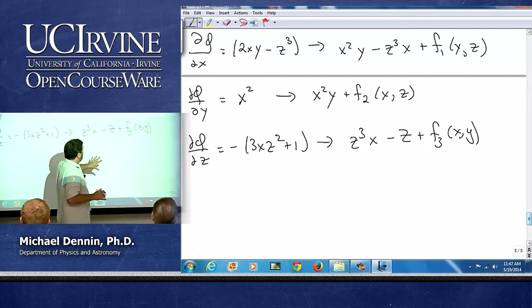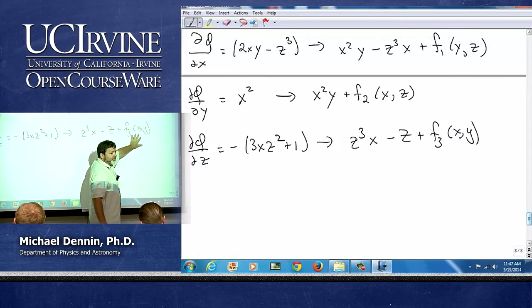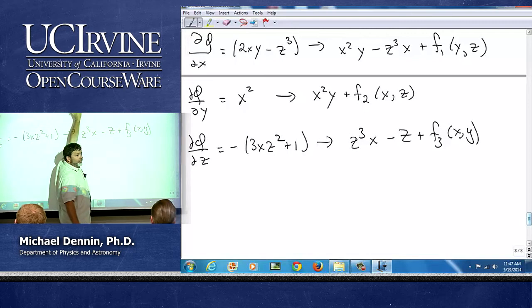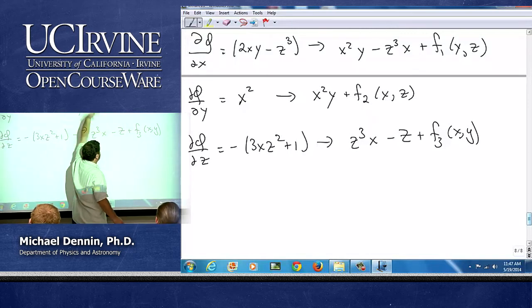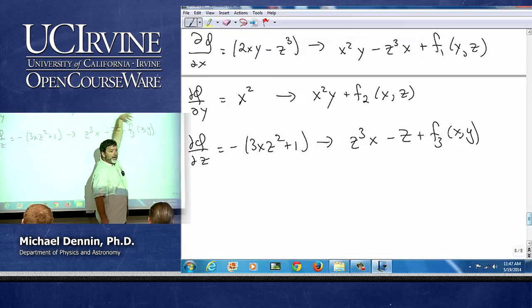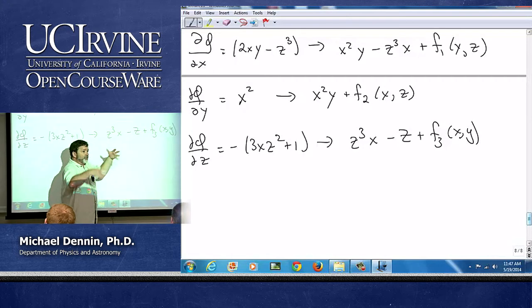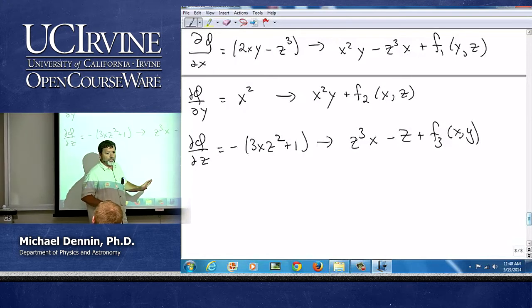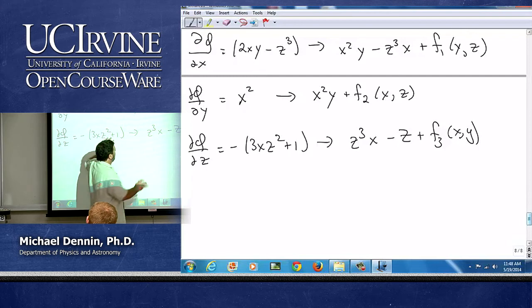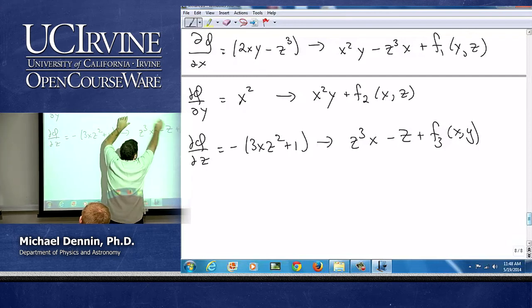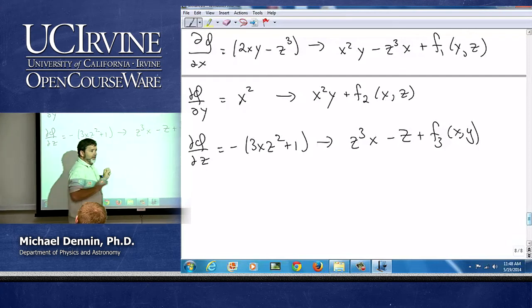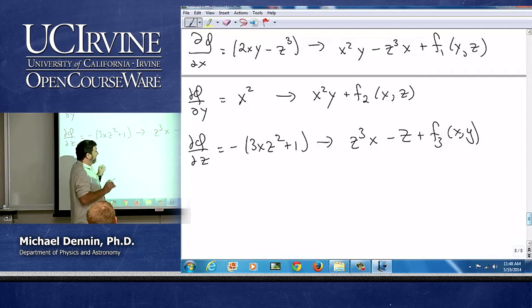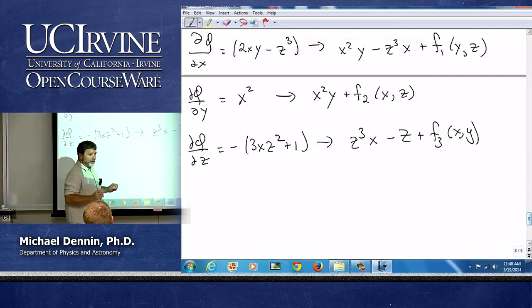Now, the thing is, this function of x and y has to be contained in my other integrations. This has to be contained in my other integrations. The other one has to be contained in my other integrations. There's no other things of x and y that can show up. So the terms here that aren't written as f's are everything that this could possibly be. And I just have to be careful not to double count. That is the mistake people make at this point. They do this and then they double count.